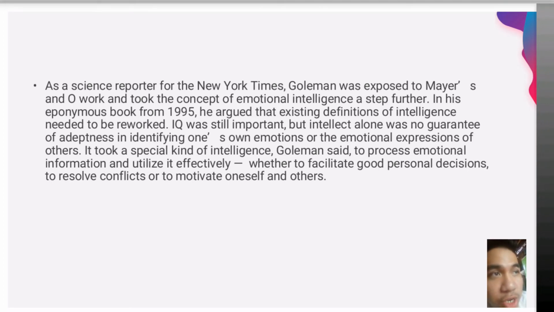A science reporter for the New York Times, Goleman was exposed to Mayer and Salovey's work and took the concept of emotional intelligence a step further. In his eponymous book from 1995, he argued that existing definitions of intelligence needed to be reworked. IQ was still important, but intellect alone was no guarantee of adeptness in identifying one's own emotions or the emotional expressions of others. It took a special kind of intelligence, Goleman said, to process emotional information and utilize it effectively, whether to facilitate good personal decisions, to resolve conflicts, or to motivate oneself and others.